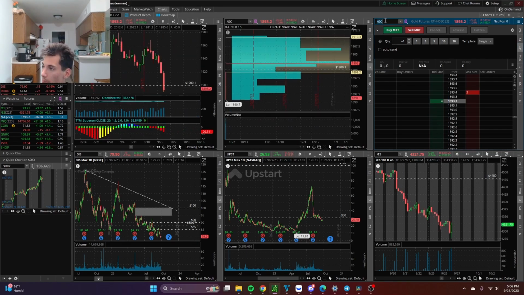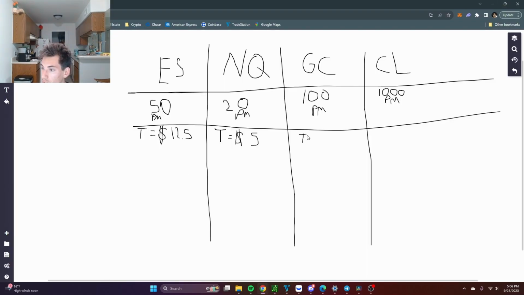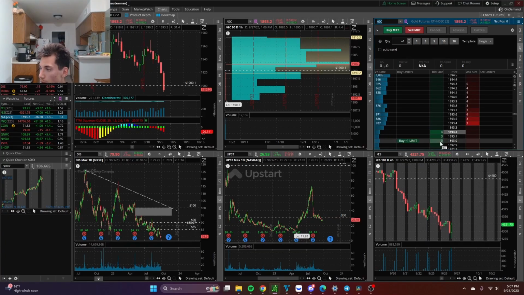Now let's go to gold. Gold, 1893, scroll up, 1894. So there is 1, 2, 3, 4, 5, 6, 7, 8, 9, basically 10. So each tick for gold, which is the smallest increment that it can trade at, or go up or down in, would be equal to $10. So if you bought at 1893 with one contract, sold at 1893.1, that would be a profit of $10.